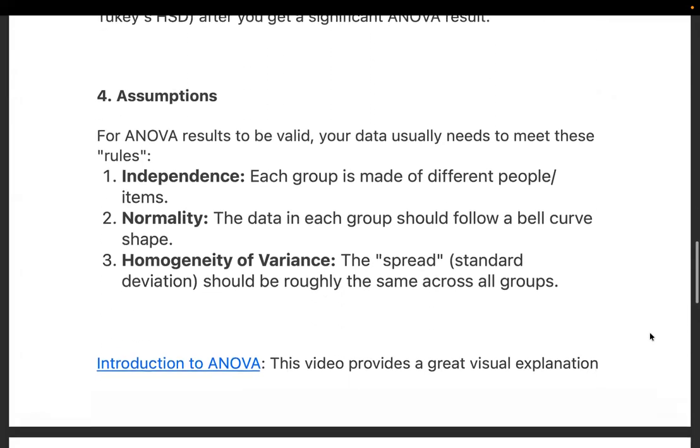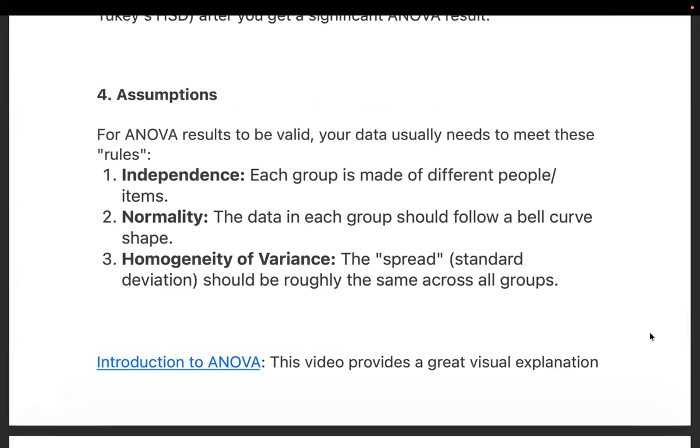Now, in order to use ANOVA, there are some assumptions. For ANOVA results to be valid, your data usually needs to meet these rules. First, each group is made of different people and items. And then normality: the data within each group should follow a bell shape, a normal distribution.